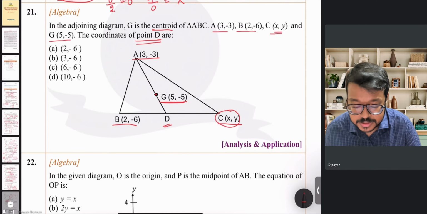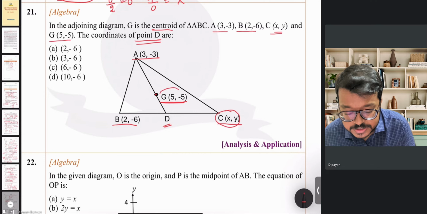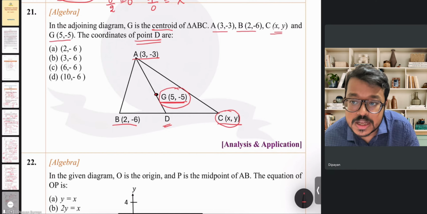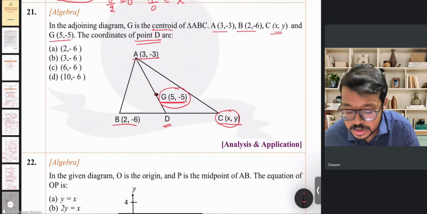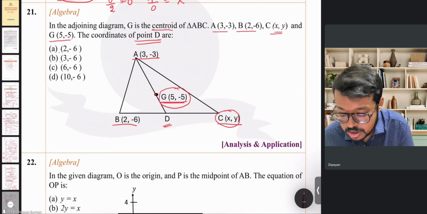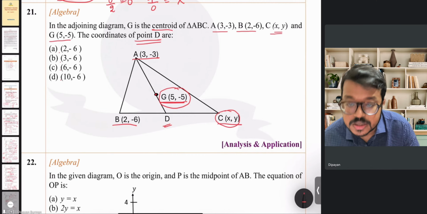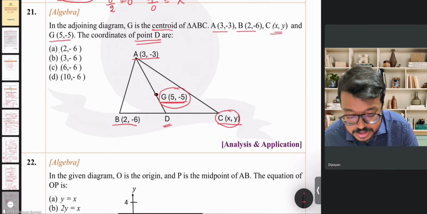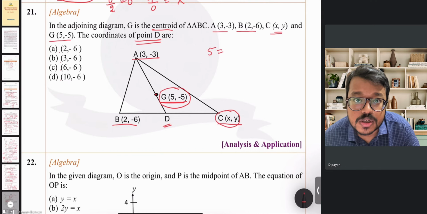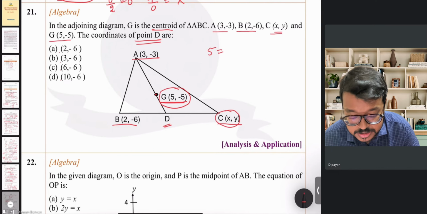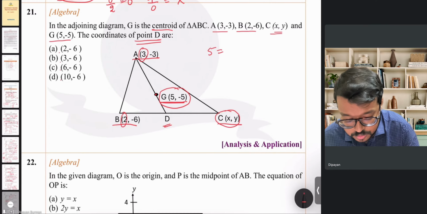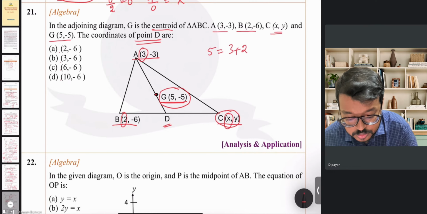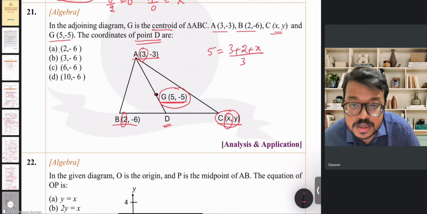So let's say the coordinates of the centroid are given as 5 comma minus 5. Let me focus only on the x coordinate, because if I look at the options, all the x coordinates are different. So just narrowing down to the x coordinate will help me get the answer. The x coordinate of the centroid is 5, which is the average of the x coordinates of the vertices. The vertices' x coordinates are 3, 2, x. So (3 plus 2 plus x) by 3 gives me the x coordinate of the centroid, which is 5.